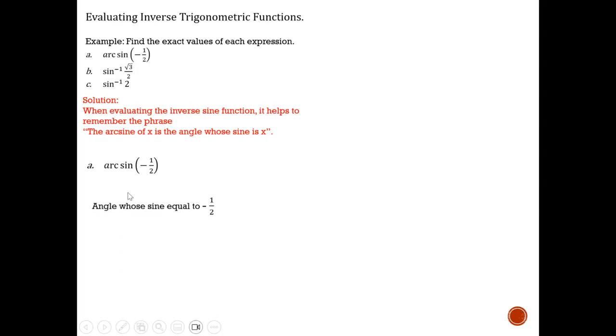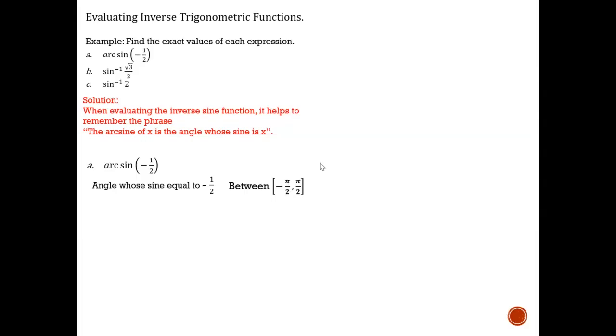Here's how you read it: the angle whose sine equals negative 1/2. So you have to go to a unit circle. It has to be between negative pi over 2 and pi over 2, because this is the range. Remember that from the first slide, and also the summation of all three inverses. That's why it's important, guys, to know the unit circle, which I covered in week 1.